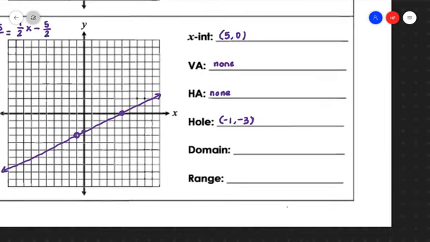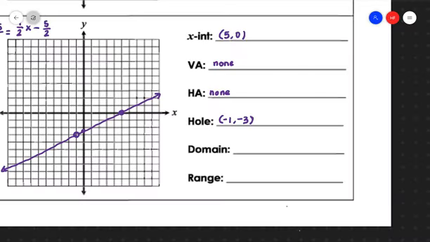And then the domain and range. Our domain are x values. Go from -infinity to that hole, which occurs at -1 on the x-axis, and then keeps going. And then our range goes all the way up to that hole, which occurs at -3 on the y-axis, and then keeps going.